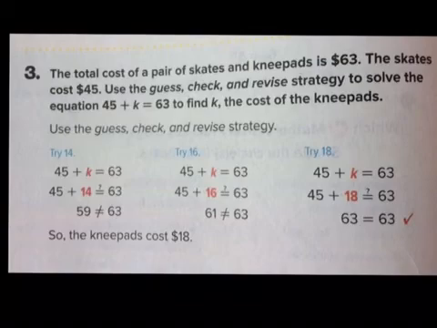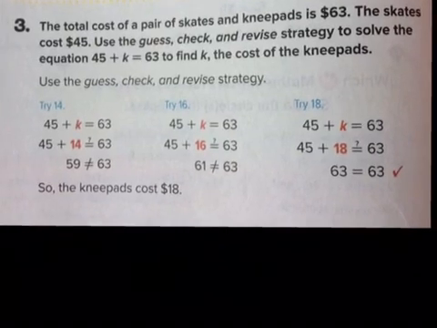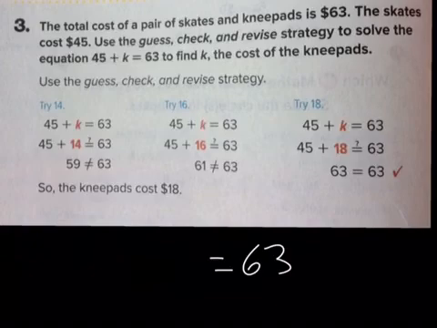Okay, here's a word problem using the guess, check, and revise strategy that we just talked about. The total cost of a pair of skates and knee pads is $63. That's the total cost. So we know that's my total. We can write it as, that's my total. It's 63. That's what it equals. The skates cost $45. Use the guess, check, and revise strategy to solve the equation 45 plus k equals 63. K is the cost of the knee pads.